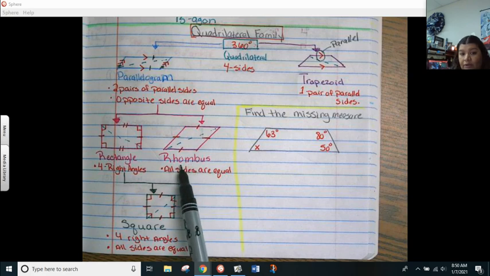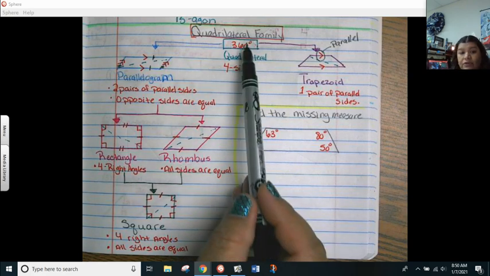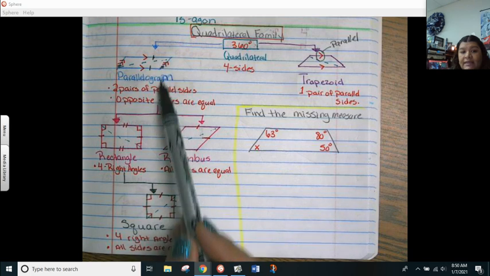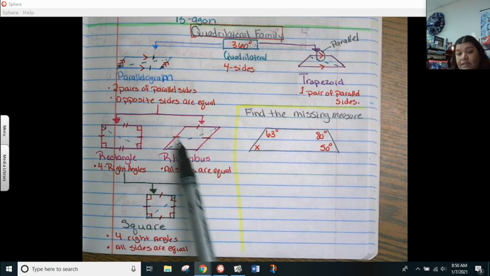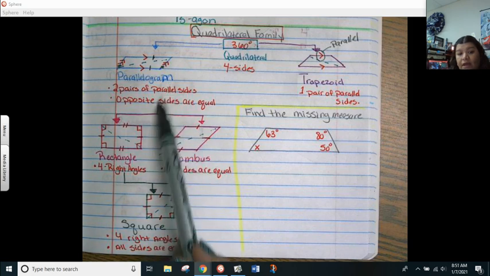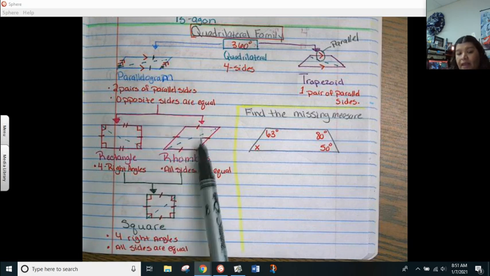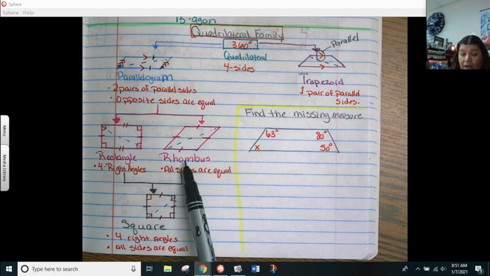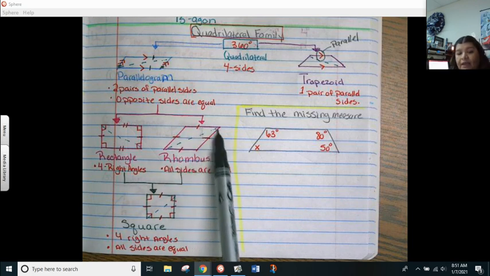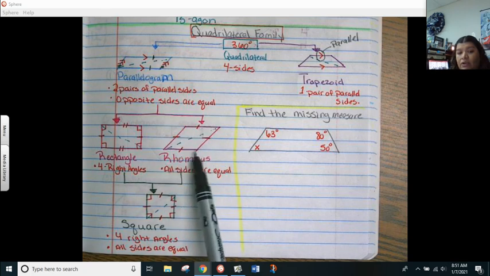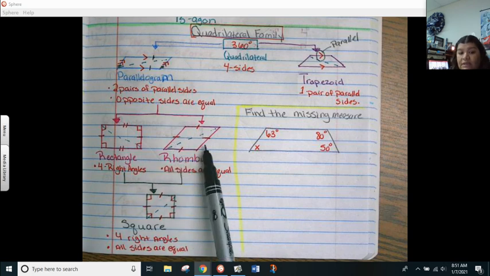Now, what makes a quadrilateral a rhombus? Well, if you follow the tree, a rhombus has to have two pair of parallel sides. The top and bottom will never touch. The sides will never touch. Opposite sides are equal. But what makes it even more special than a parallelogram is all the sides are equal, okay? So not only do I have two pairs of parallel sides here, I also have four equal sides. So they're all the same, okay? So that's what makes a rhombus a rhombus.